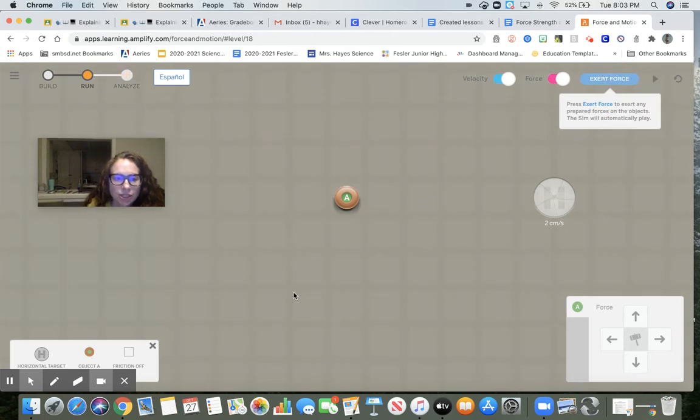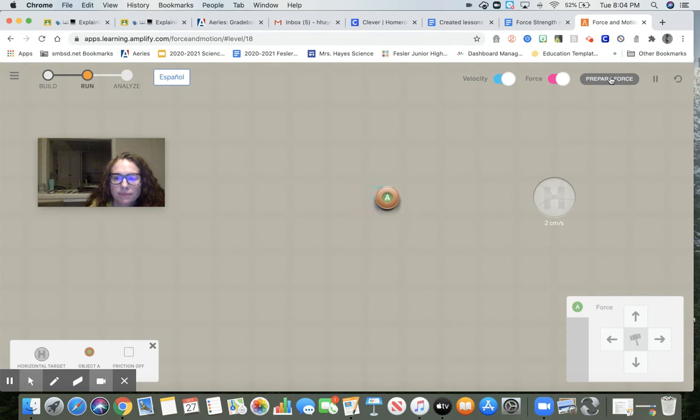So which direction should I hit the object to get it going a positive 2 centimeters per second? Remember, velocity includes direction. If it's positive, it's going to be going to the right. If it's negative, it's going to be going to the left. It's like our number line. So I probably need to hit it to the right. I'm going to try just 1 and see what happens. I just pressed 1 arrow to the right. I'm going to press exert force.